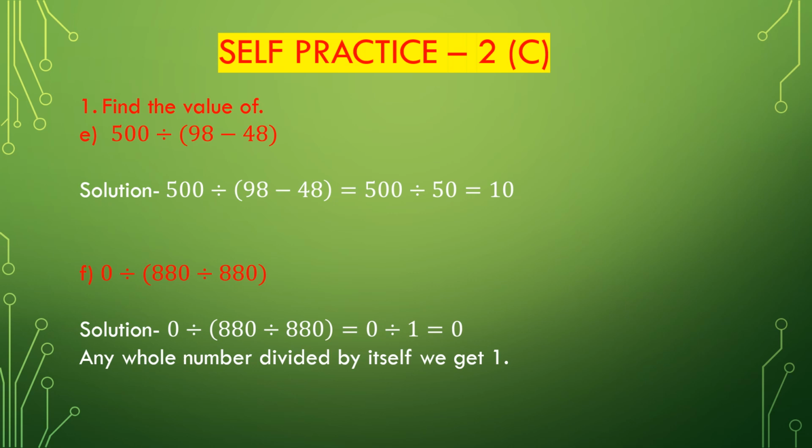यहाँ पे पहले हम ब्रैकेट के अंदर में है 880 डिवाइडेड बाय 880, उसको पहले हम डिवाइड करेंगे. We know any whole number divided by itself, we get 1 only. So 880 divided by 880, उसको डिवाइड करने से हमको मिला 1. Then 0 divided by 1. 0 divided by 1 is 0. So we get 0 divided by 880 divided by 880 equal to 0.